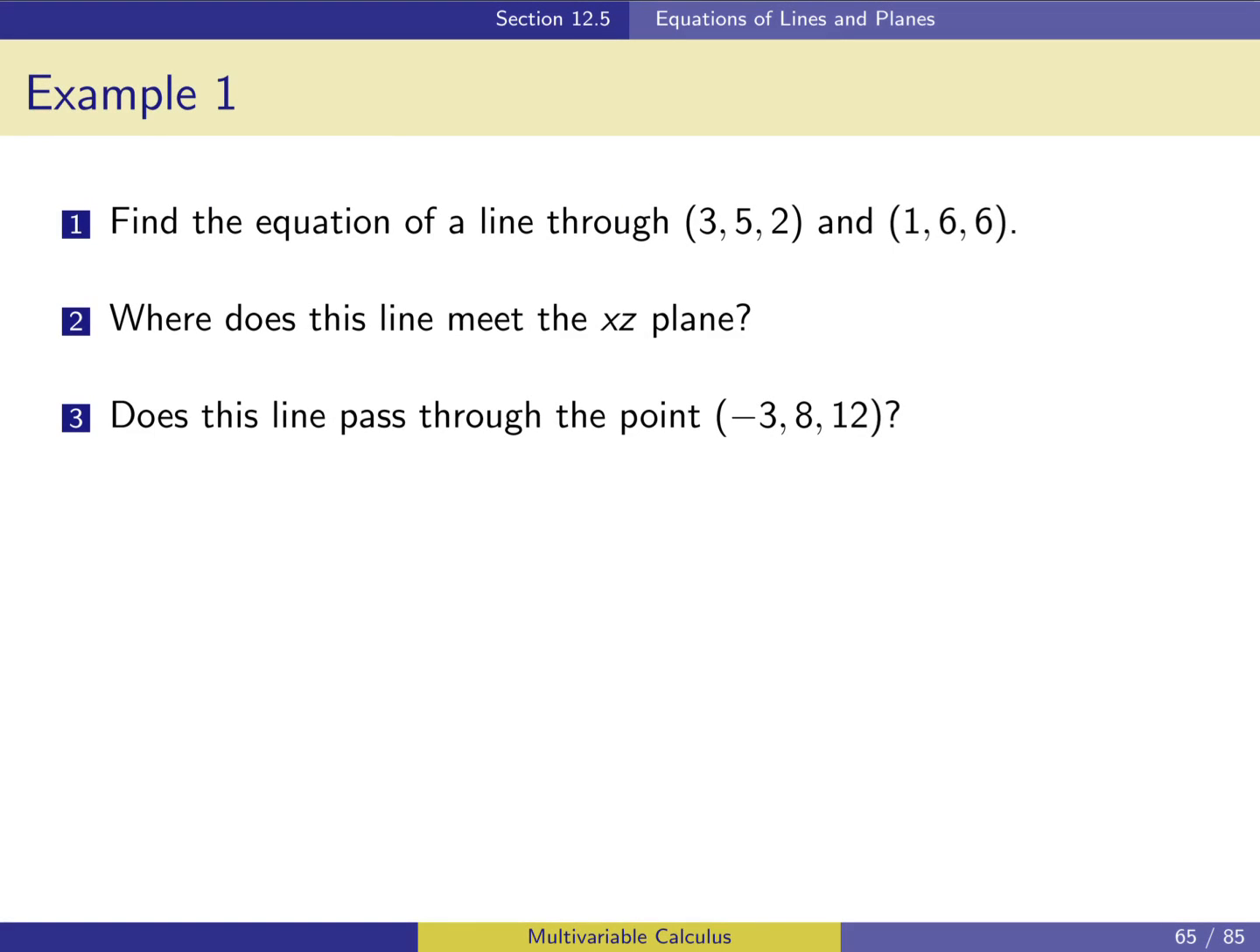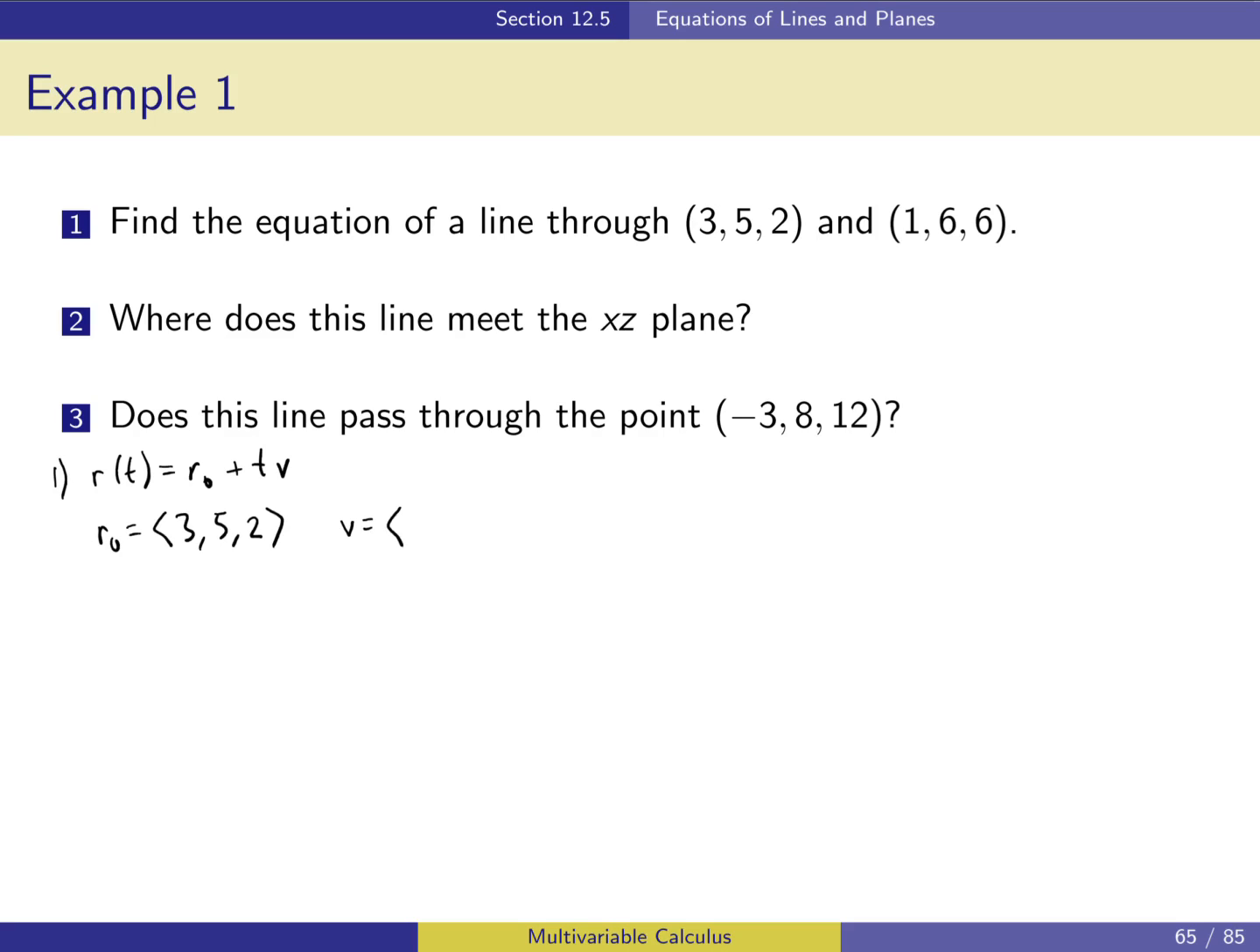Here's an example where we can practice using the vector equation of a line. So first, let's find the equation of a line through these 2 points. What do we need in order to find the equation of a line? Well, we need a point, and we need a direction vector. The point can be either one of the 2 points we've got here. I'll use the position vector of the point 3, 5, 2.